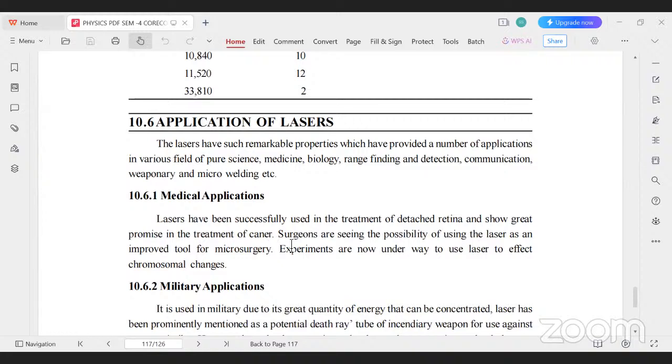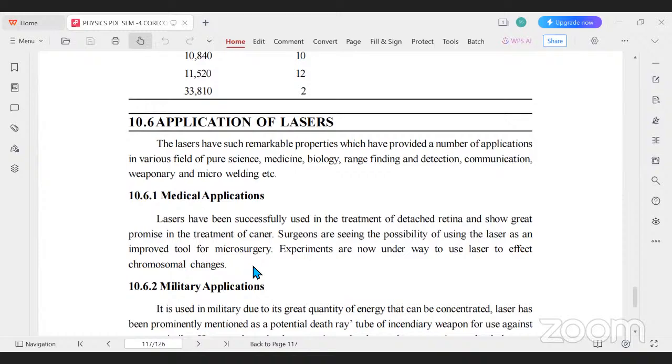Lasers have been successfully used in the treatment of detached retina and show great promise in the treatment of cancer. Surgeons are seeing the possibility of using lasers as an important tool for microsurgery. Experiments are now underway to use lasers to affect chromosomal changes. Why is this laser so helpful? Because the cancer cells are going to be killed.